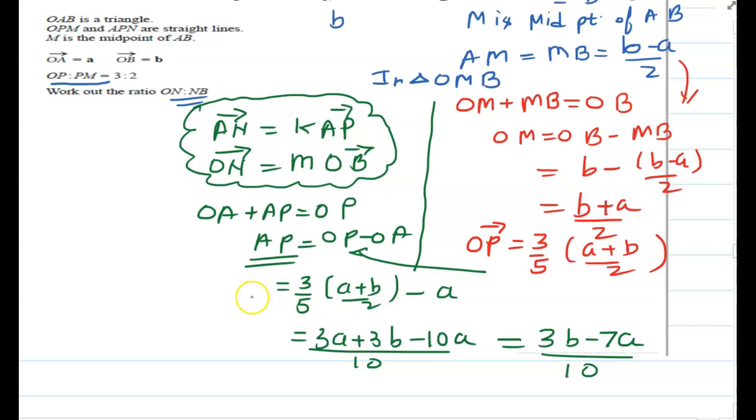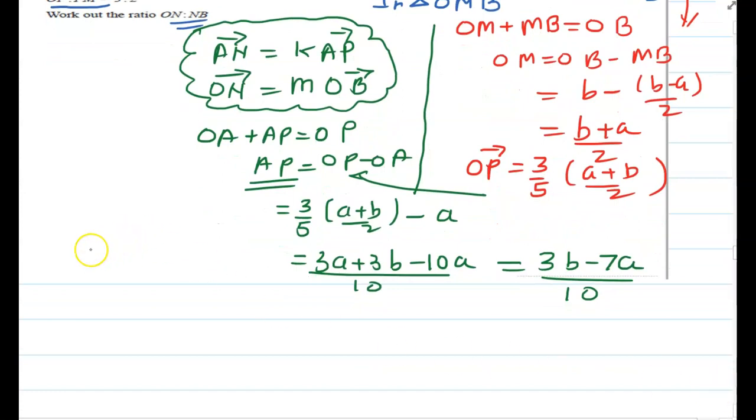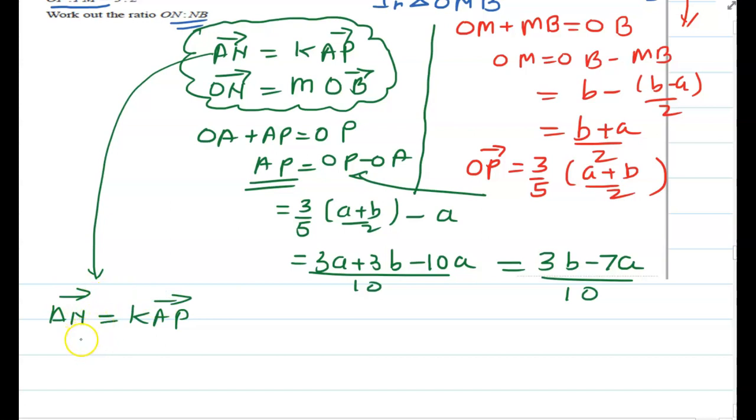Let's move, create a little space here. Now we can use this. AN is K times AP, so we are using this. So AN equal to K times AP, so it will be K times AP, which is 3B minus 7A over 10. So that is AN. Okay, is that fine?